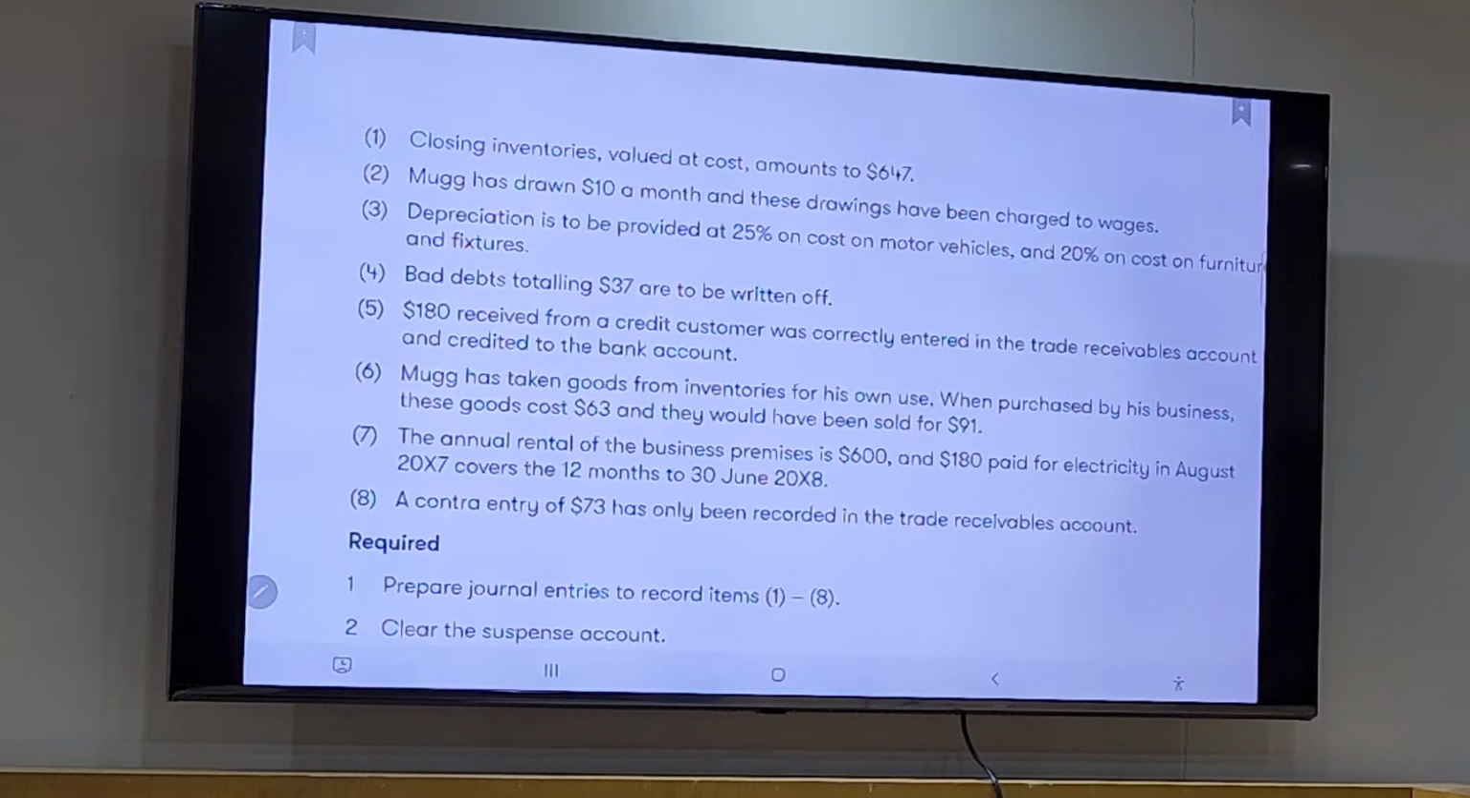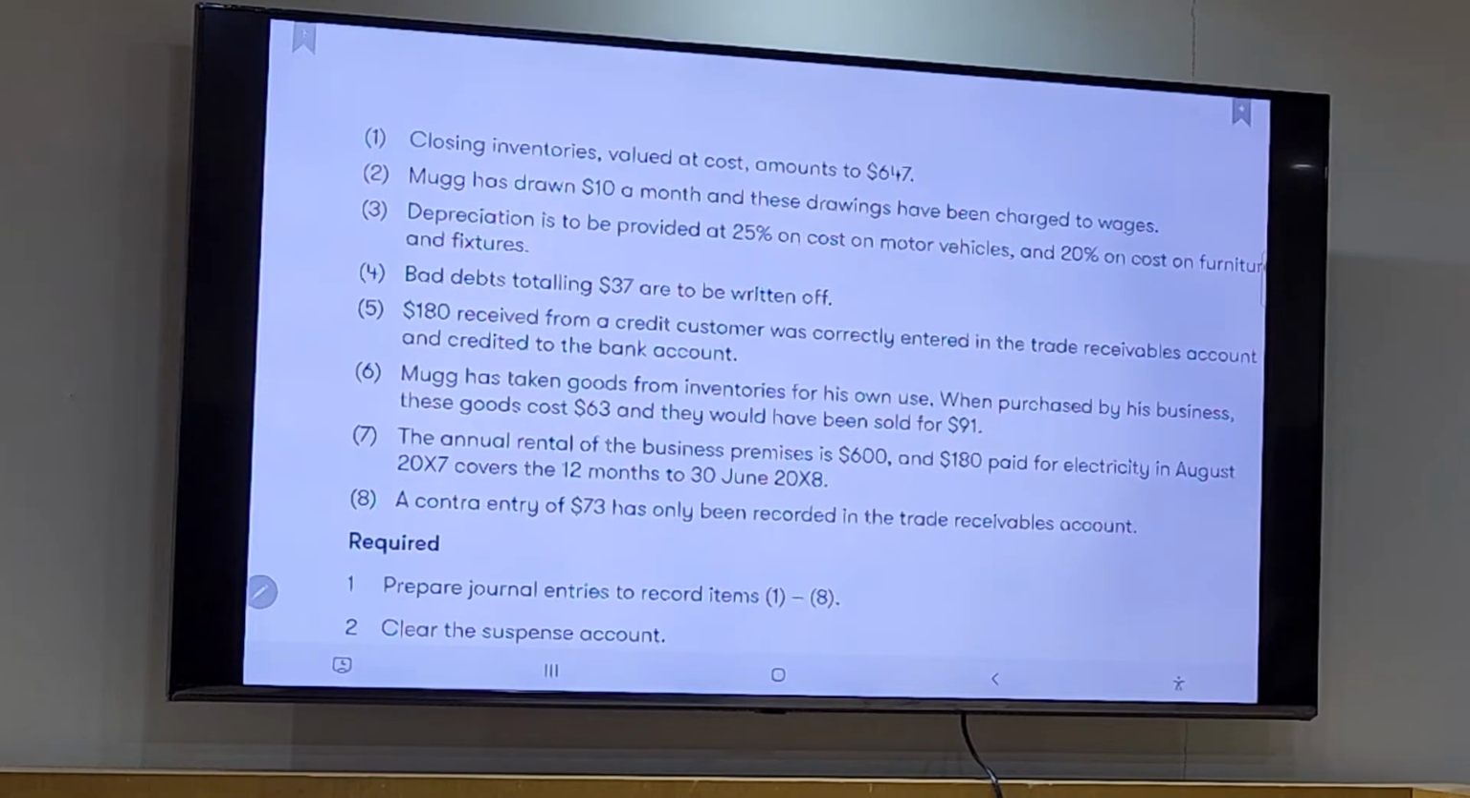A 180 receipt from a credit customer was correctly entered in the trade receivable account and credited to the bank account. MUG has taken goods from inventories for his own use, which were purchased by his business. These goods cost 63 and they would have been sold for 91. The annual rental of the business premises is 600. 180 paid for electricity in August covers the 12 months to 30 June 2018. A contra entry of 73 has only been recorded in the trade receivable account.